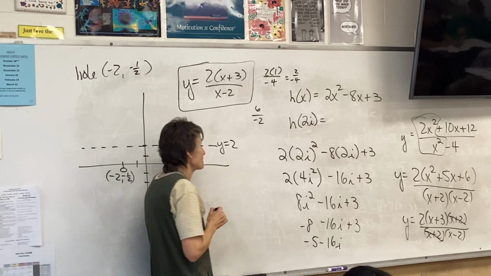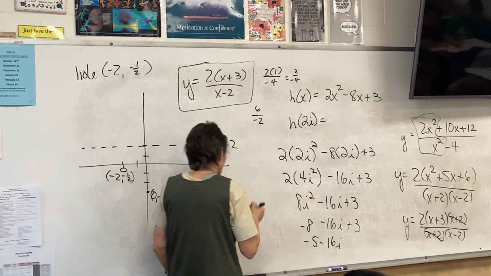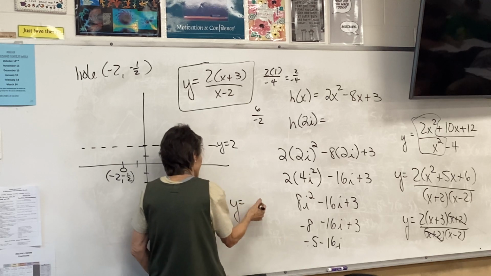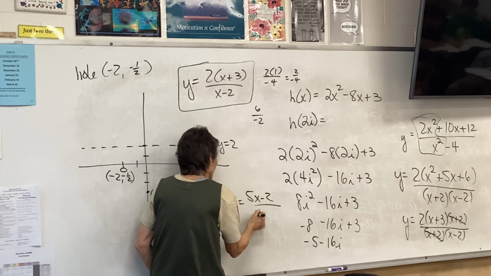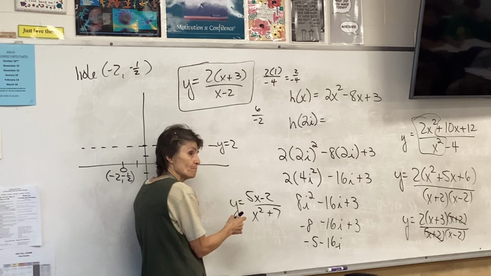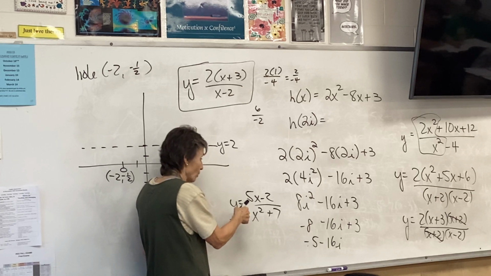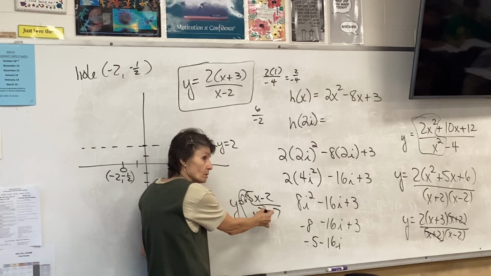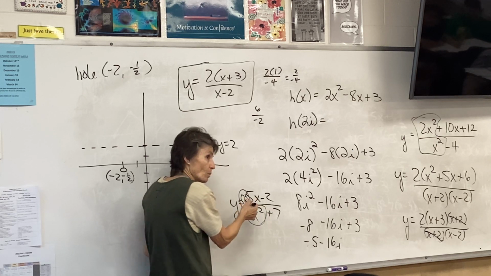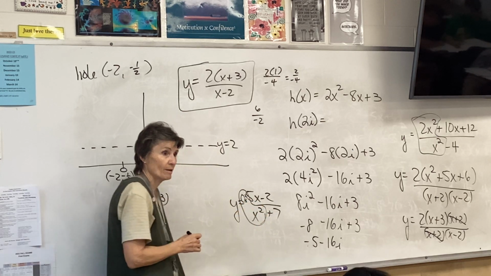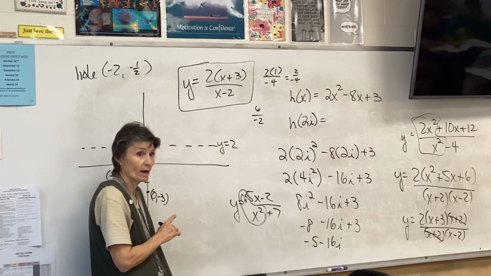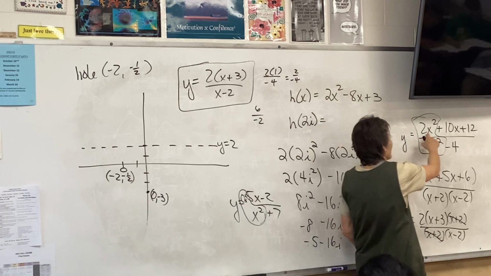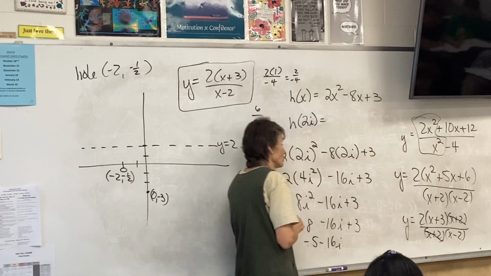It's possible, the one I looked at yesterday with somebody, the problem was like 5x minus 2 over x squared plus 7, something like that. Now that horizontal asymptote would be at 0, because there isn't an x squared on the top to compare with the one on the bottom. So that would be y equals 0. This one, because the powers match, I can do y equals 2.